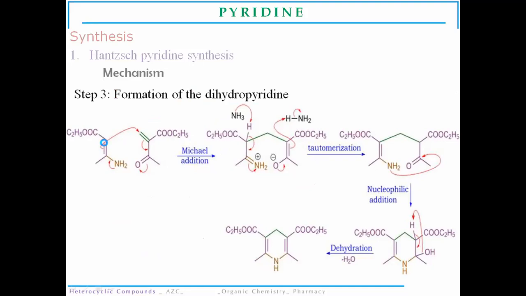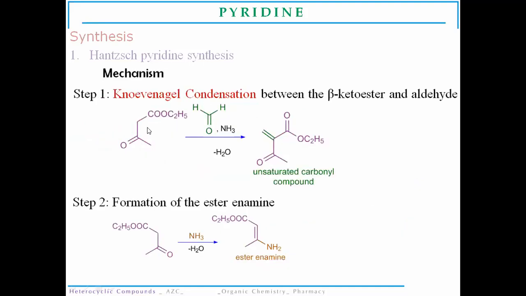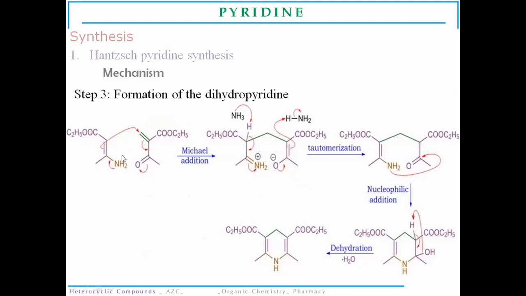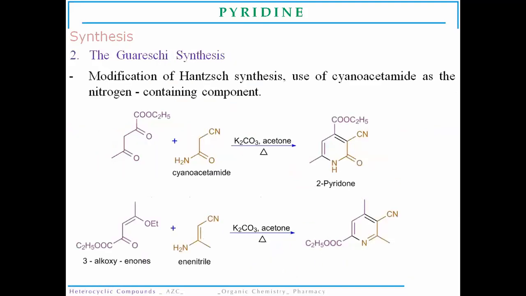addition, when the first molecule of formaldehyde is reacted with the first molecule of ethyl acetoacetate, and the second molecule of beta carbonyl compound will react with ammonia, and both of them will condense together. This type of addition is known as Michael addition, in order to synthesize the pyridine molecule. So this is the first method of synthesis of pyridine.